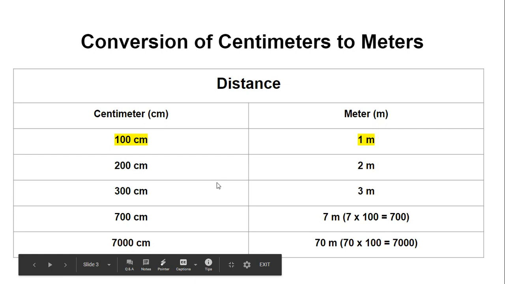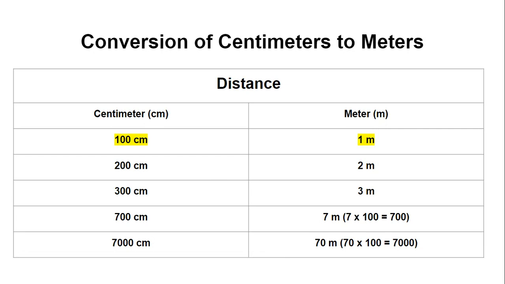Here's a chart that helps us to convert centimeters to meters, so that for every 100 centimeters I have, I'm going to have 1 meter. So that would be true for 200 centimeters to 2 meters, 300 centimeters to 3 meters. 700 centimeters would be equal to 7 meters. How do I get that? 7 times 100 equals 700. Same with 7,000 centimeters, 70 meters, 70 times 100 equals 7,000.